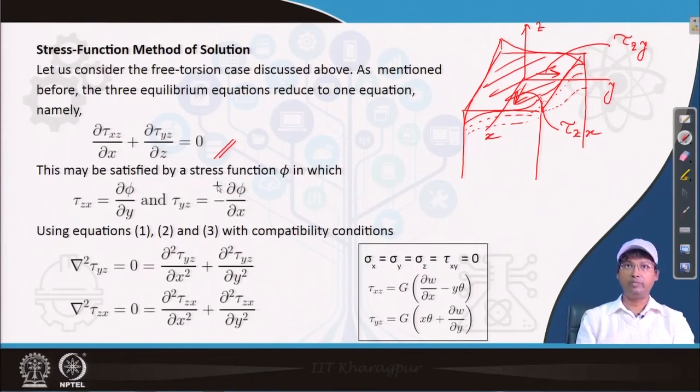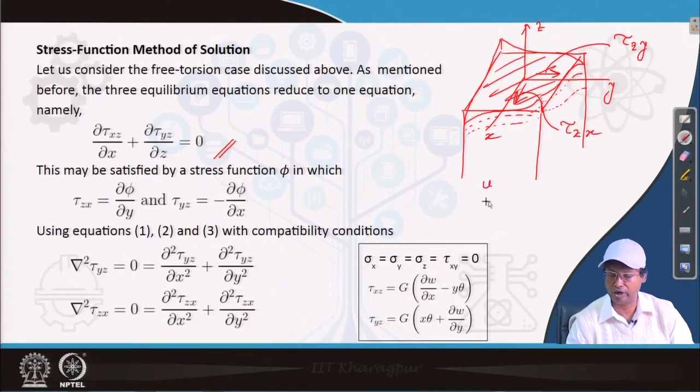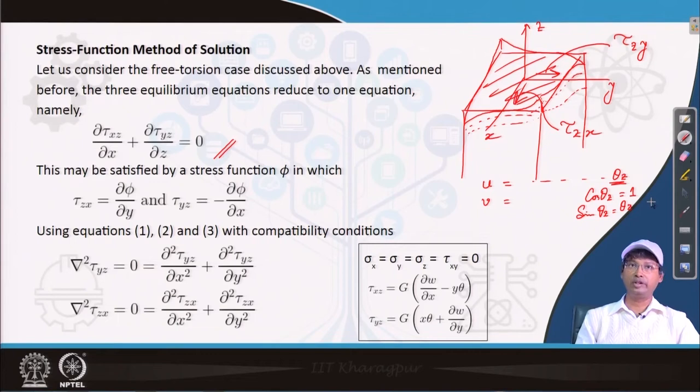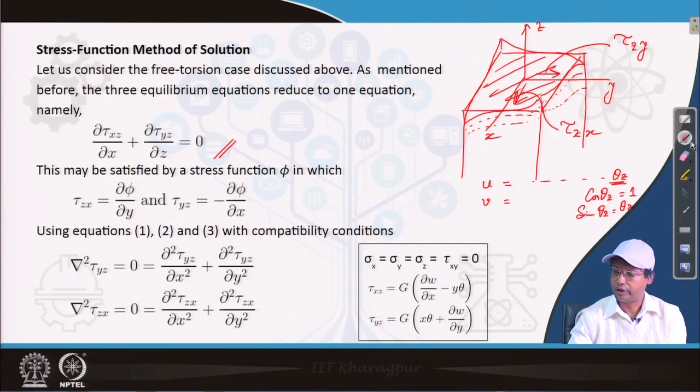And one more thing I remember now, last class I forgot to mention: while we were finding out the displacements u and v, we are supposed to consider that theta z is very, very small, and cos theta z is equal to 1 and sin theta z is equal to theta z. Unless you consider that, we would not get the u v expressions that we used in the last lecture. So, with that small note, let us proceed further.